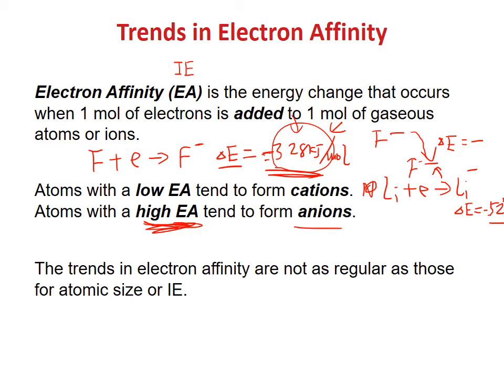So it tends to form anions. And the lower electron affinity, in this case the smaller one, usually means that the atom doesn't like to add an electron. Instead, it likes to lose electrons to form cations, like metals such as lithium. And the trends in electron affinity are not as regular as those for atomic size or ionization energy, as we'll see in the next slide.